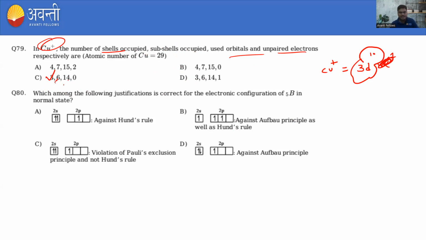And the next is this one. And the last one, the unpaired electron. So in this, there is no unpaired electron. So this option is absolutely correct. Zero unpaired electrons. Okay. Chalo, let's move to the next question. That is question number 8.